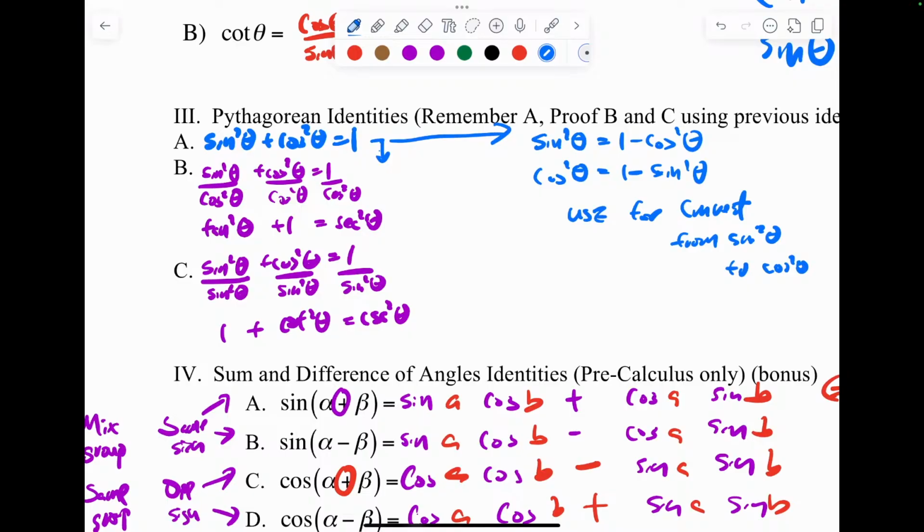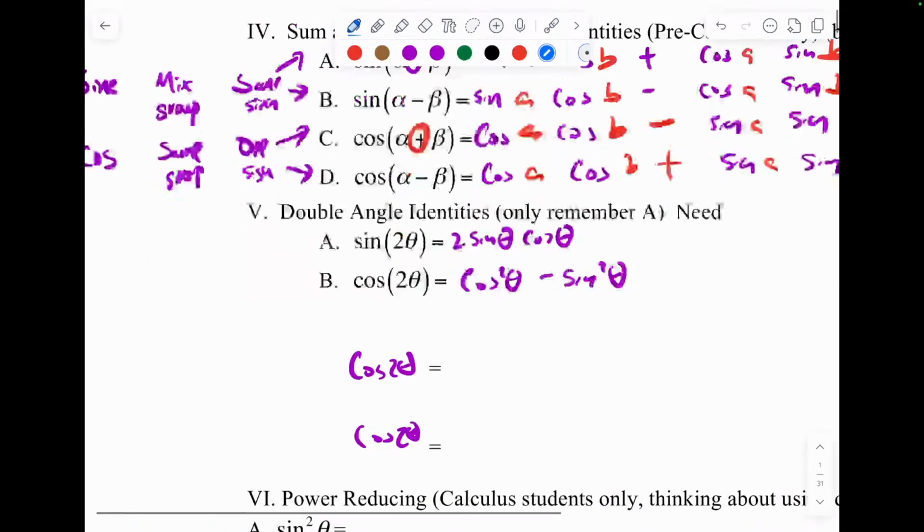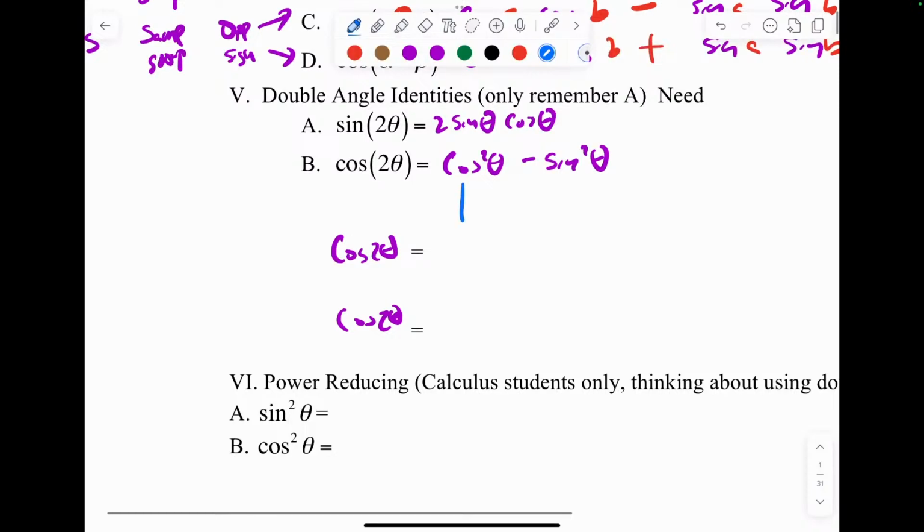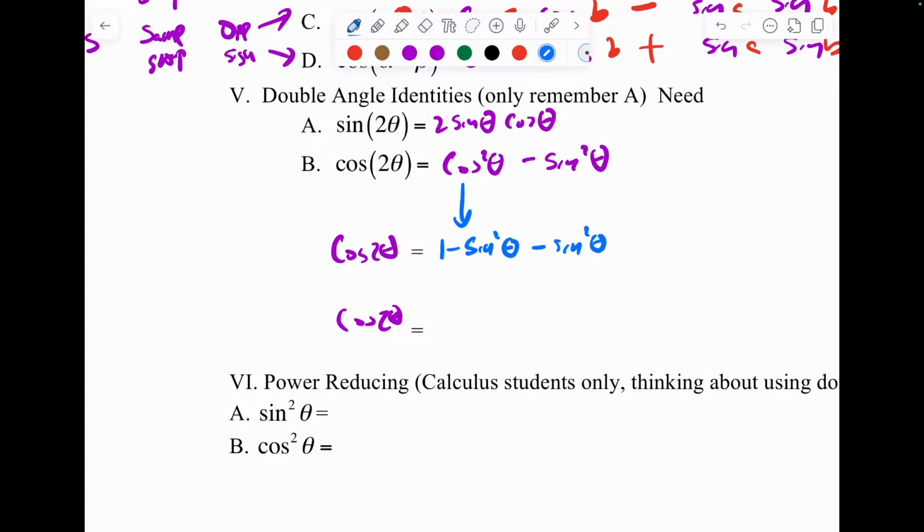So I can replace those things and replace it here. Do you see this? I'm going to replace that cosine square. What is cosine square? 1 minus sine squared theta, minus sine squared theta. So this just completely replaced, right? I put a parenthesis so that you know it's replacing. So 1 minus 2 sine squared theta. Is that okay?